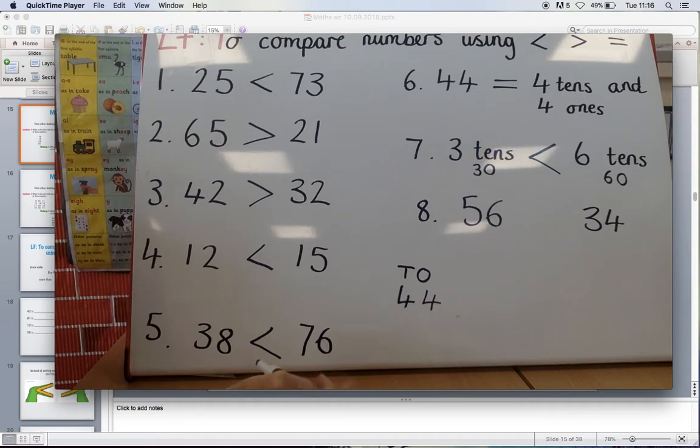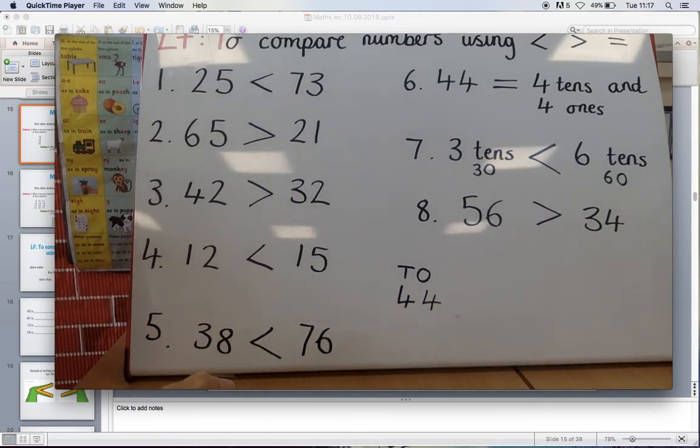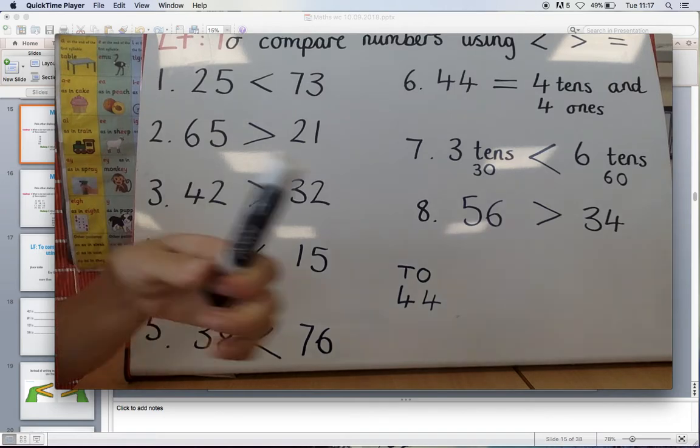And then the last one here, we've got 56 and 34. So which is the greater number? Which one is the crocodile going to gobble up? So 56 is the greater number. So our greedy crocodile is going to want to eat the bigger number. So well done if you got those correct.